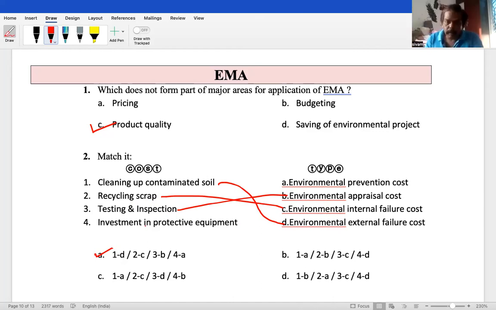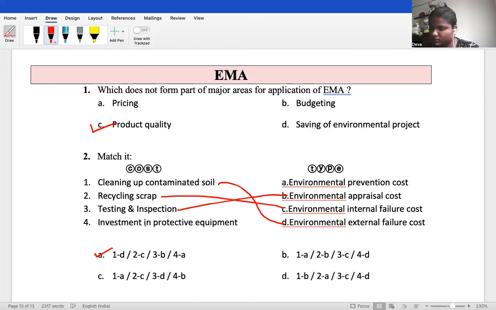Four types. What are the four types? Conventional cost, hidden cost, contingent cost, relationship cost. First one is conventional cost. Second one is hidden cost. Third, contingent cost. And fourth, relationship cost. Another two broad categories: conformance and non-conformance? No, that is for TPM, not here. Another two broad categories: internal cost and external cost.